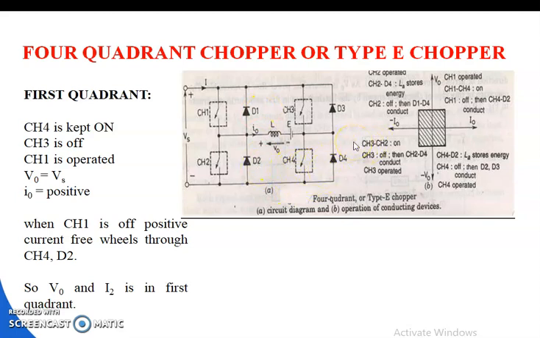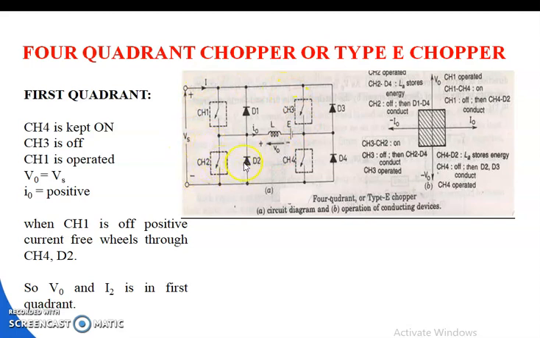In that case, now we are closing choppers CH3 and CH2. Whenever chopper CH3 is closed, the path of the current will be Vs, then CH3, then E, then L, then CH2. In this way, the path of the current will be Vs, CH3, E, L, then CH2, and return back to the source voltage Vs. And this process will be continued. In that case also, the current starts flowing from the source to the load.